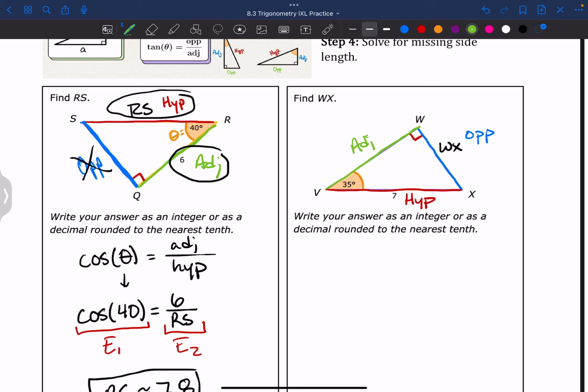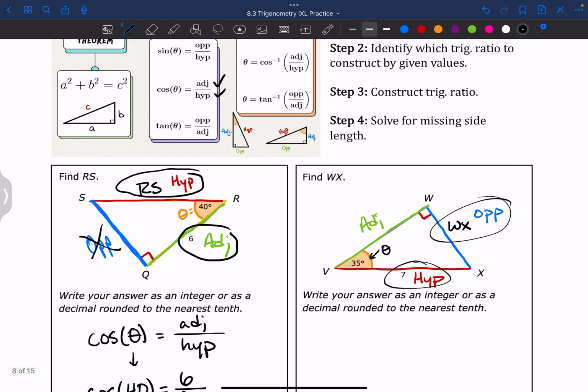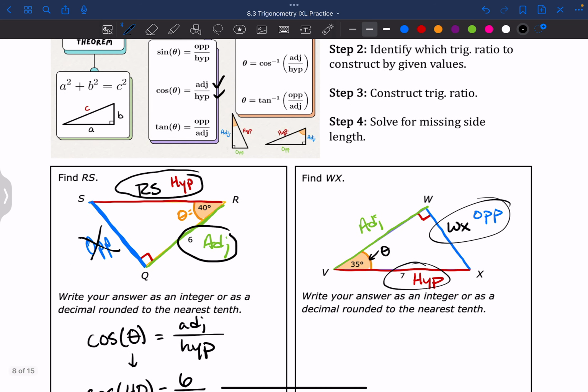So looking at my labeled triangle, which information is given to me? Well, I'm given 7, the hypotenuse, and my angle, theta, which is 35. What is the information I'm trying to look for? Is WX. So I'm looking for the opposite side. So there we go. I'm trying to deal with a trig ratio that deals with opposite and hypotenuse. It is not cosine anymore.